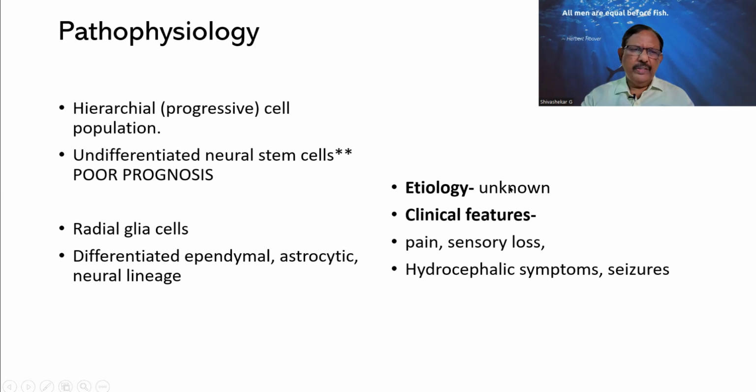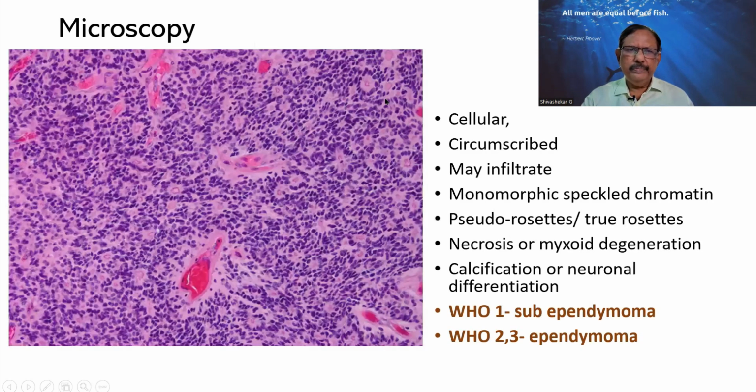The etiology for this is unknown, but the clinical history can be pain, sensory loss, or sometimes a hydrocephalic because of the obstruction. Seizures. For any CNS tumor, this should be one of the history that should be in mind. So, hierarchical, progressive cell population. This word you should remember. That is what I am seeing over here.